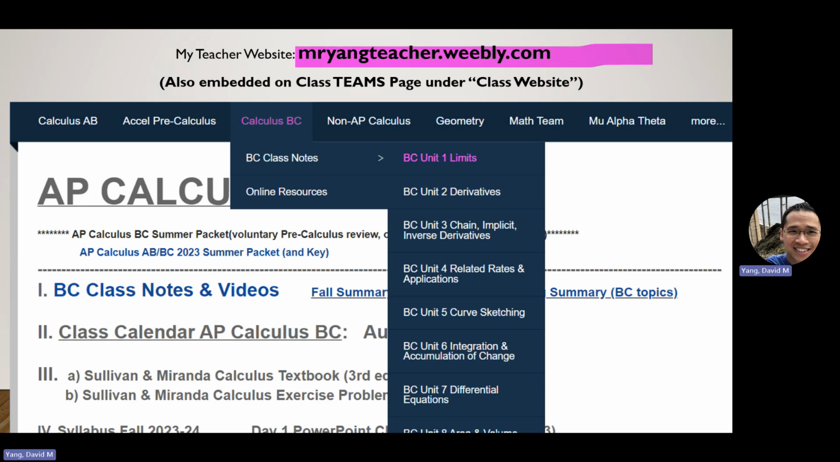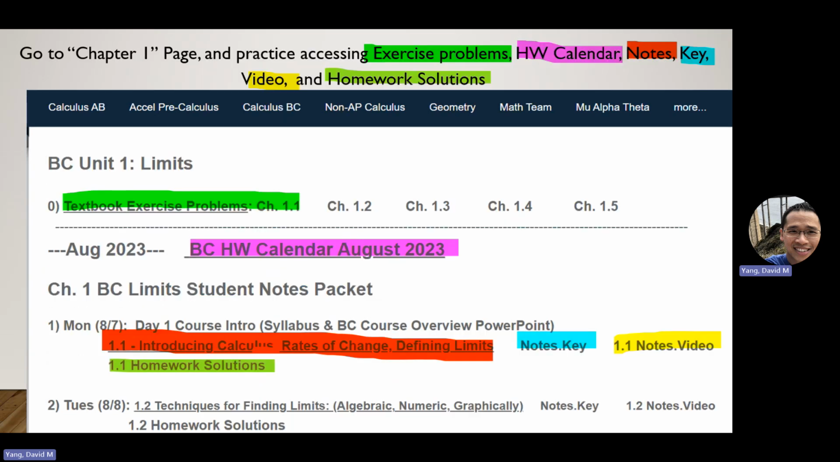So we're going to start off going directly into limits. If I didn't teach you last year, if you guys can do this for me. If I taught you last year, I know you know where it is. But if you can go to Calc BC, you'll see the drop down for class notes, and then just go to that Unit 1 limits page. So it looks something like this. I think I pulled this screenshot from last year, so the dates are a little off. But this will be where you're going to be pulling your notes.